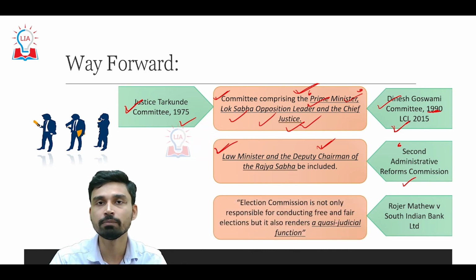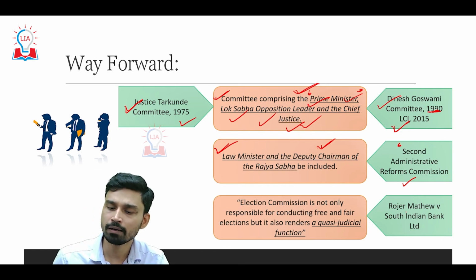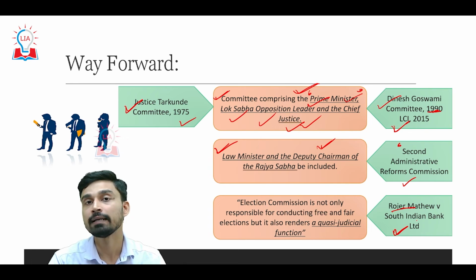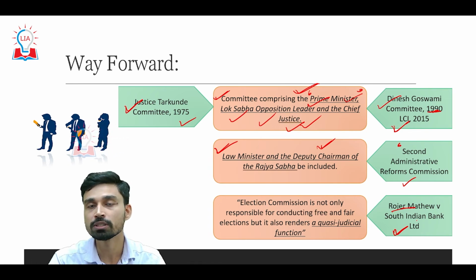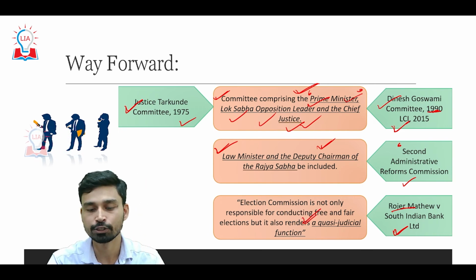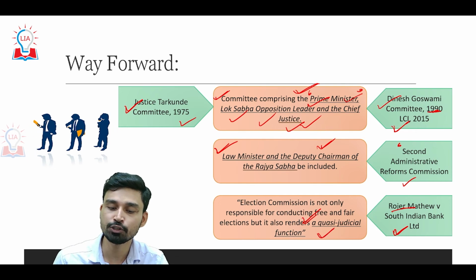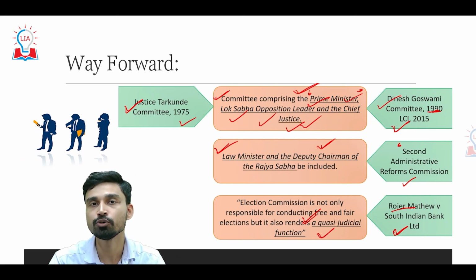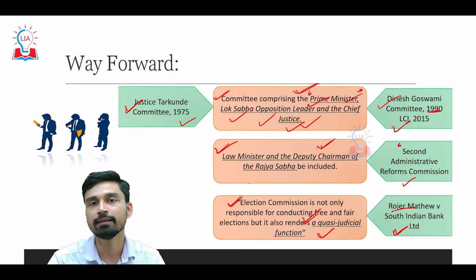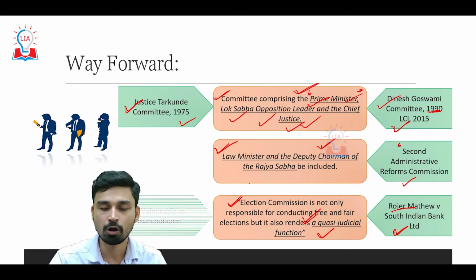A similar observation has been made by the Honorable Supreme Court as well, in the matter of Roger Mathew versus South Indian Bank Limited. The Supreme Court observed that as far as the election commissioner, its role and its independence are concerned, it is not only responsible for conducting free and fair elections, but also has quasi-judicial functions. It acts as a quasi-judicial body when dealing with matters where 2 different political parties are in conflict, and with registration of political parties and their symbols. These are all taken care of by the Election Commission. And that is why full control of the government is not good.